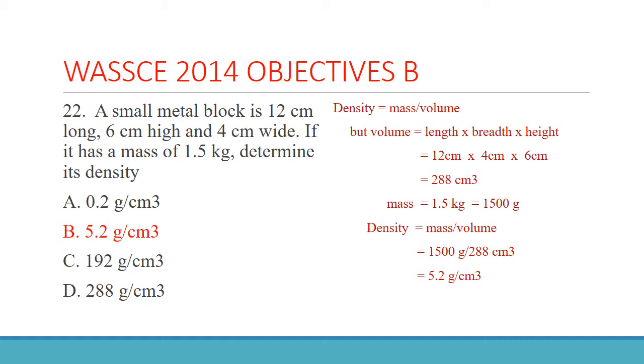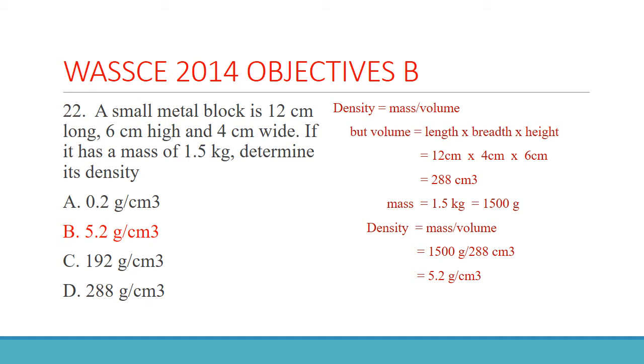We multiply all that through, and then we have 288 cm³. Take note, cube. Remember that the 3 is up there. You don't write the 3 as though it's on the same line with the cm. It's supposed to be up a little bit above the cm. All right. Now the mass here.